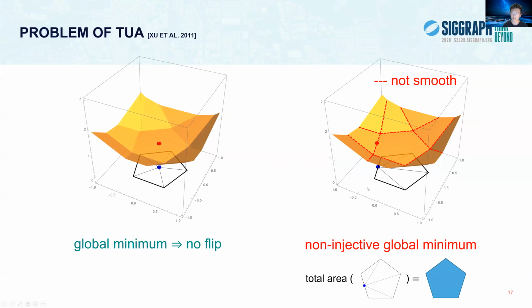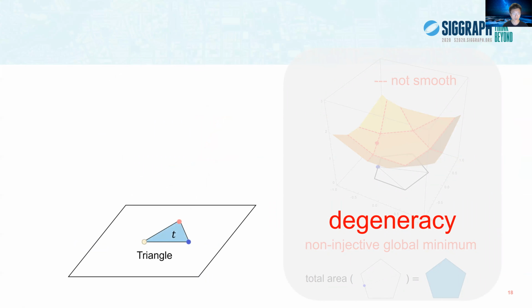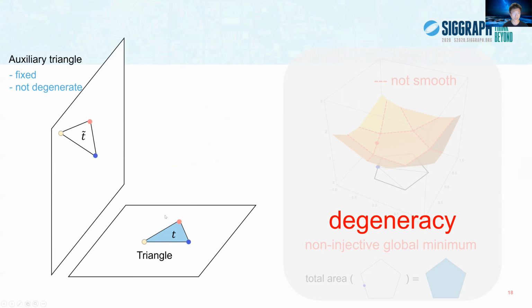So this is really bad news for the common optimization methods that require gradient information. We observe that both the non-smoothness and the non-injective global minimum happen when there are some degenerate triangles. So we need to deal with degeneracy. Here comes the key idea of our paper. Instead of computing areas in the 2D plane where the triangle can become degenerate, we first associate with each triangle T an auxiliary triangle, T tilde. We ask T tilde to be a fixed but non-degenerate triangle.